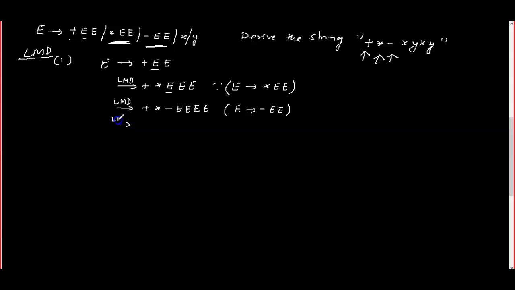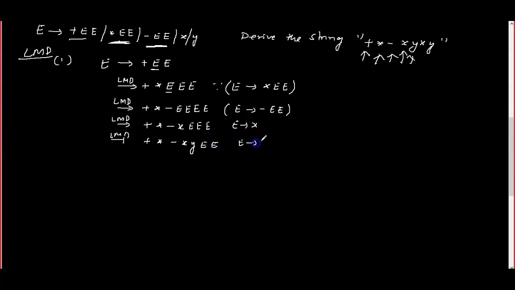Now plus we got, star we got, minus we got. This one you have to substitute. What do you have to get here? X. So we will substitute in the place of E, X. The remaining will stay as it is. Next again similarly LMD, plus star minus X, and for this E I need Y here. So I will put the value Y.